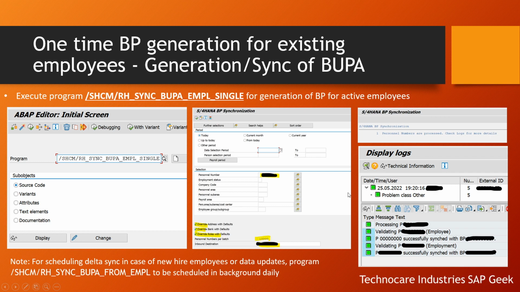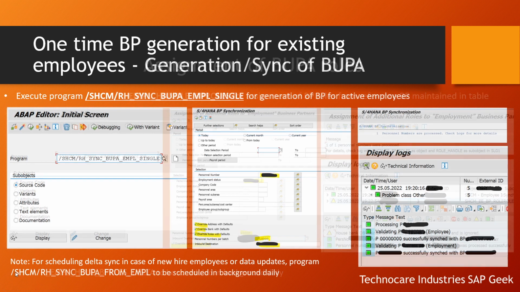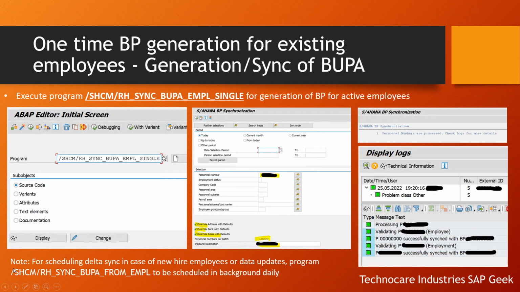Once all the business partners are generated for the entire set of existing employees, we can schedule this job in the background, either daily or at whatever frequency we need, for updating the delta data. Delta data is any new hires coming into the system or any changes in the existing employee master data. So that this is updated into the business partners, we will be scheduling this job in the background.